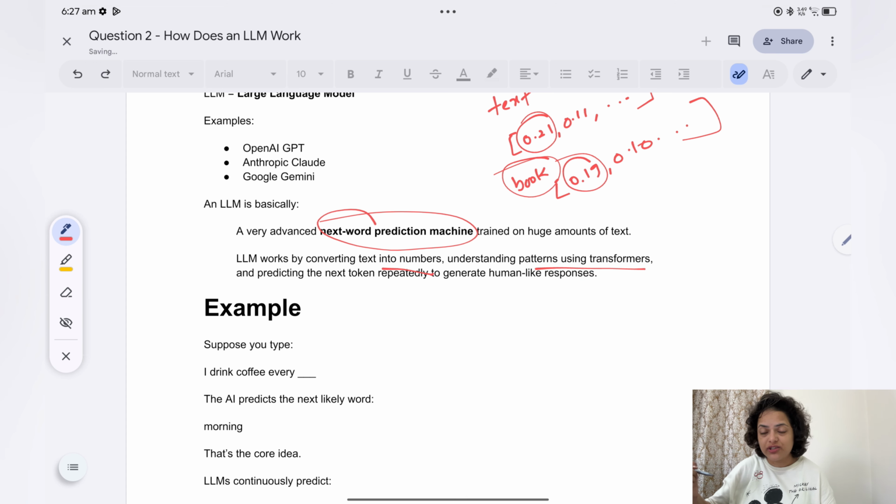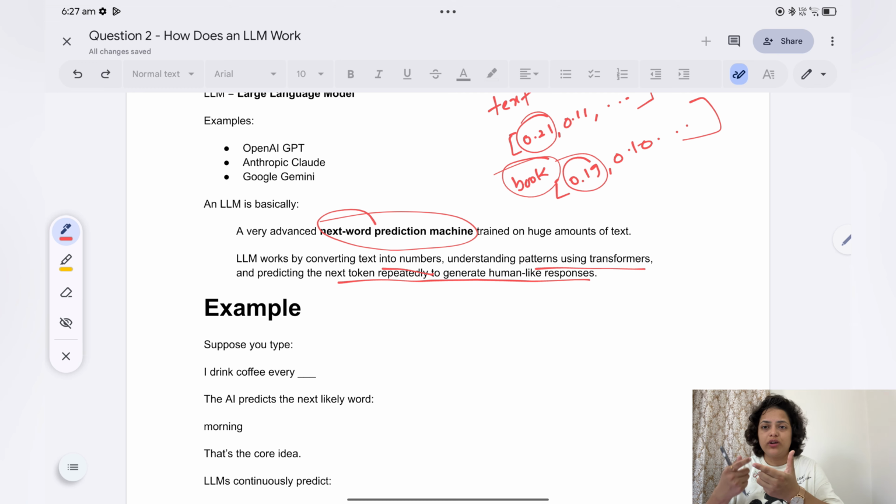Now, how is it finding the similar pattern, the similar vector? You have a lot of data, so it cannot go and do a linear search for you, right? You have transformers, neural networks, and using that it will find the similar vector for you. Next, it will predict the next word, and predict the next token repeatedly to generate a human-like response. It is not only predicting one word.